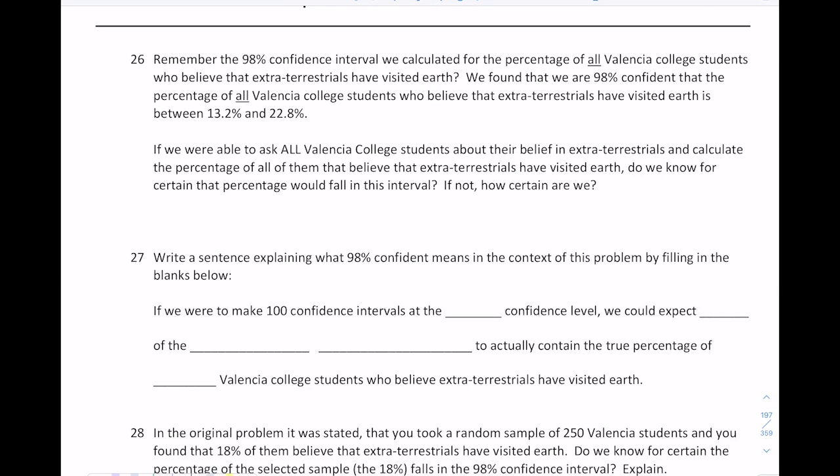Okay, I want to skip ahead now and go to number 27. So write a sentence explaining what 98% confidence in the context of this problem is by filling in the blank. So again, we were dealing with extraterrestrials, right? So 98% confidence, what that means is if we were to make 100 confidence intervals at the 98% confidence level, we would expect 98 out of the 100 random samples to actually contain the true percentage of all, because we're trying to find P, Valencia College students who believe extraterrestrials have visited Earth.